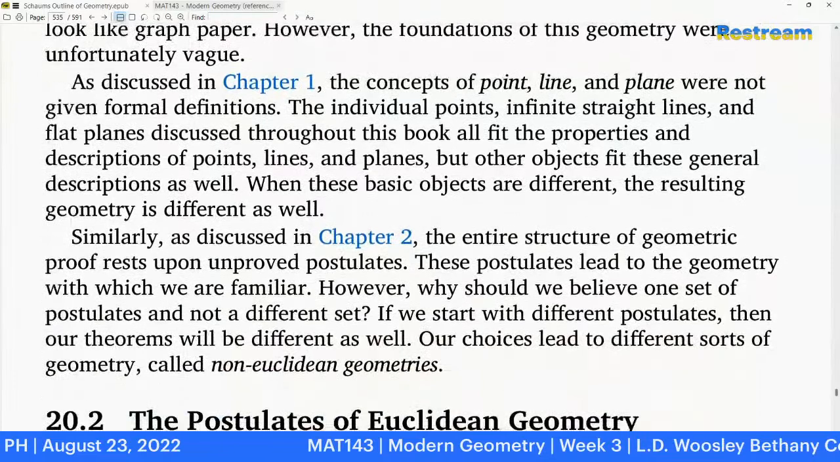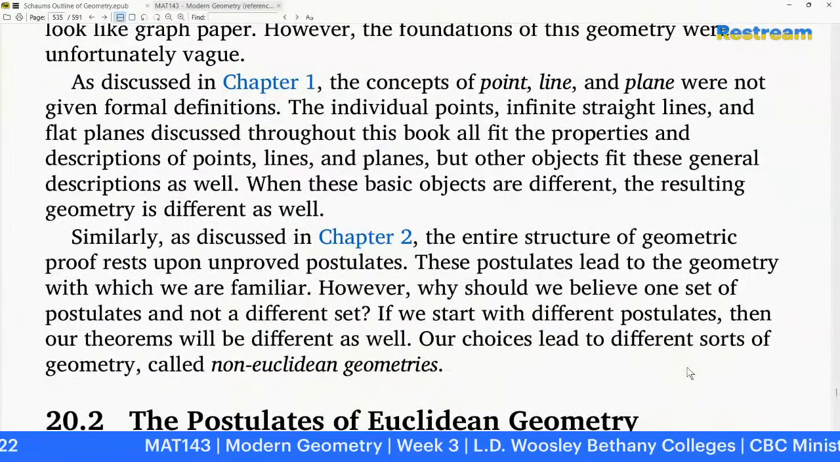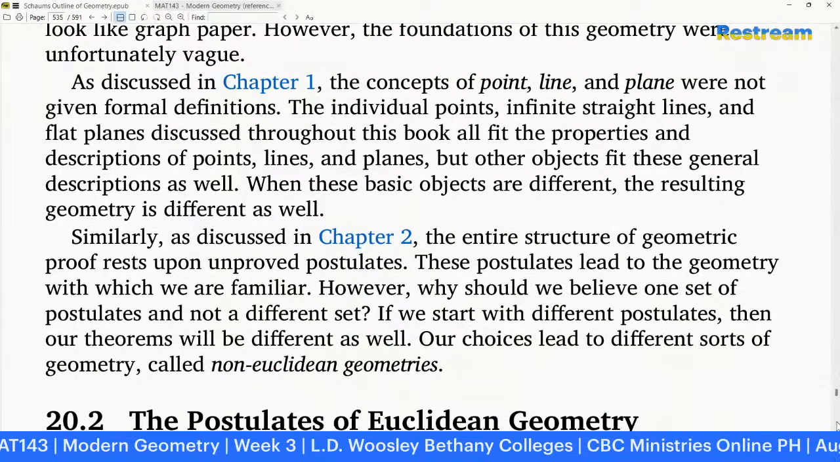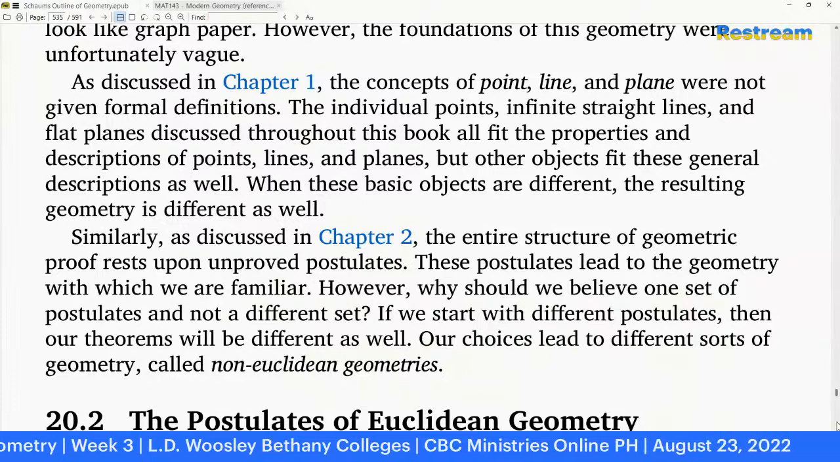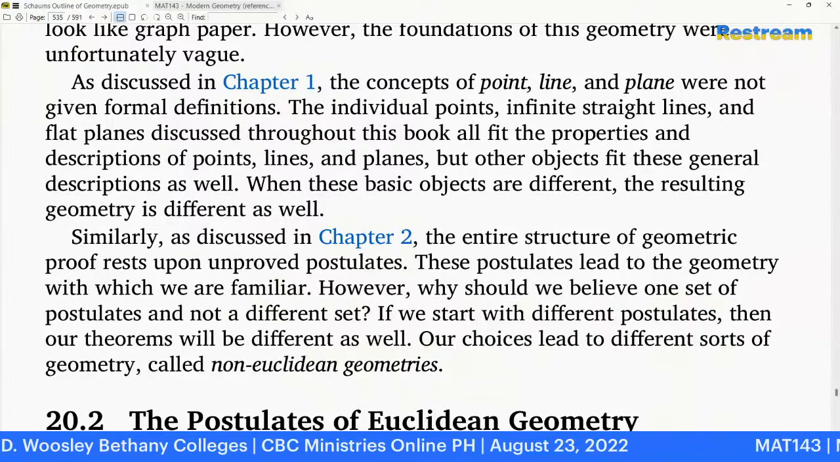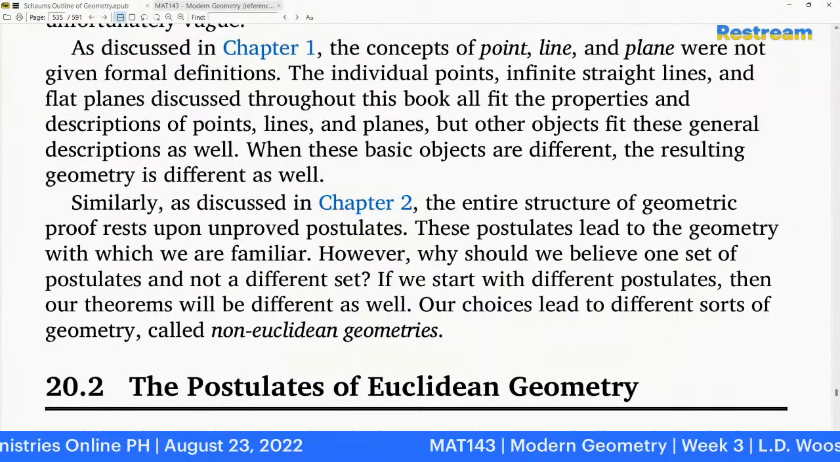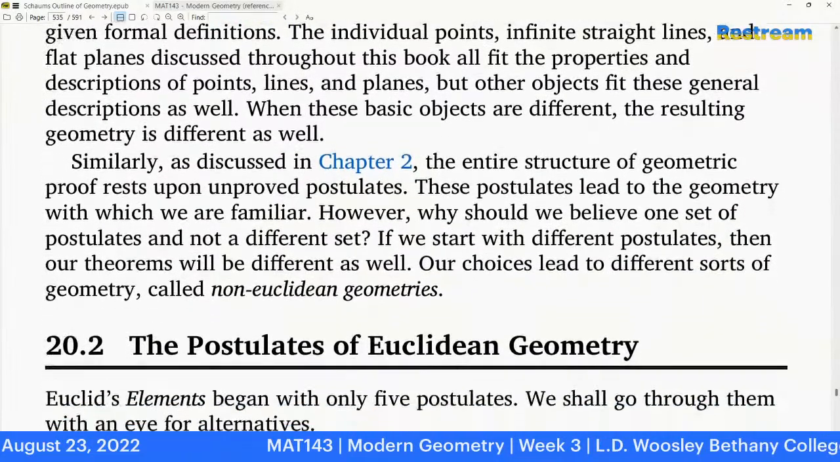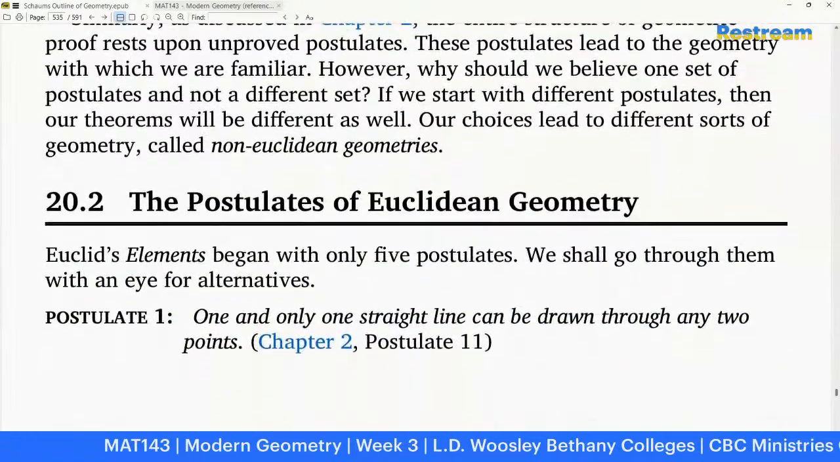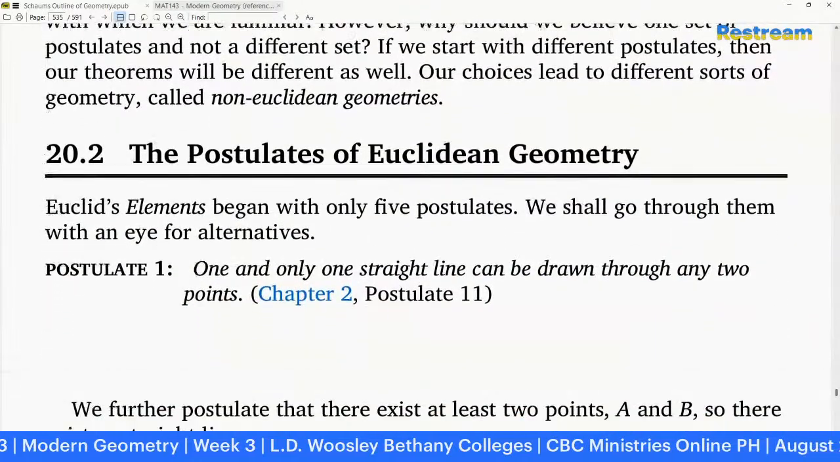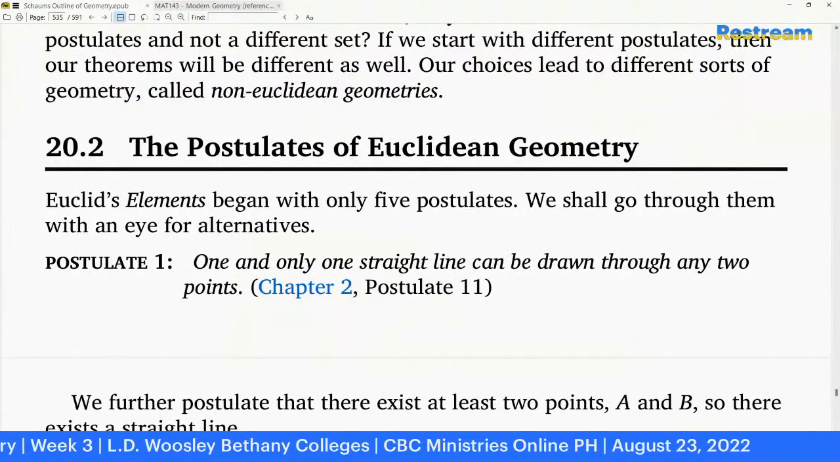Postulates, how it is now. There are differences. Ano ba talaga yung pagkakaiba ng Euclidean sa non-Euclidean? Actually, what differentiates Euclidean from non-Euclidean is the postulates, particularly the fifth postulate of Euclid. Doon nagkatalo yun.